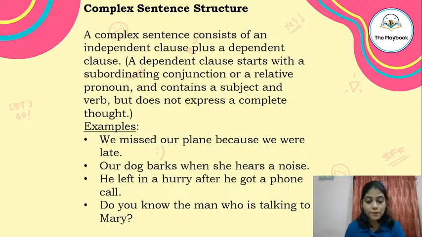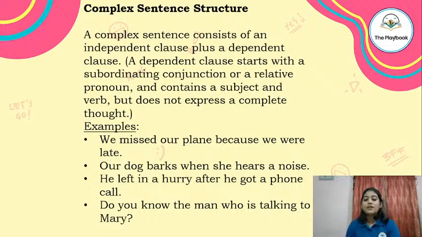Our dog barks when she hears a noise. Now, our dog barks is an independent clause, as we can already understand. But here is another dependent clause, when she hears a noise. When does our dog bark? She barks when she hears a noise. So, let's look at the third one.